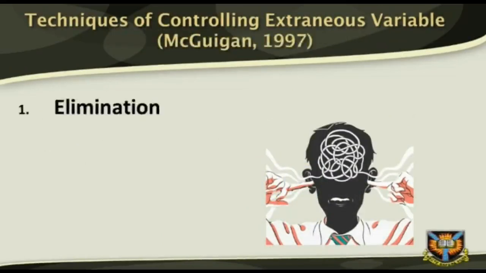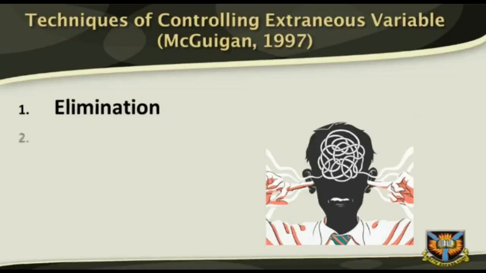1. Elimination. This is simply eliminating the extraneous variables from the experimental situation. For example, you can conduct your study in a soundproof laboratory to eliminate extraneous noises and lights. However, most extraneous variables cannot be eliminated. Other extraneous variables that one would have difficulties eliminating include age, gender, intelligence.